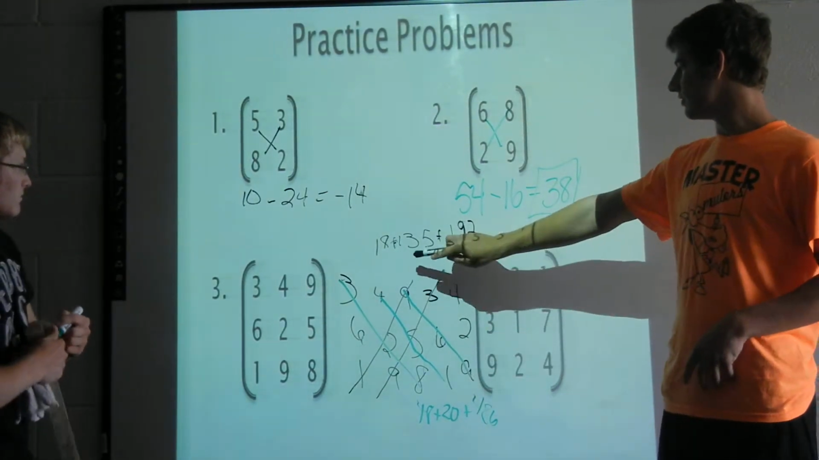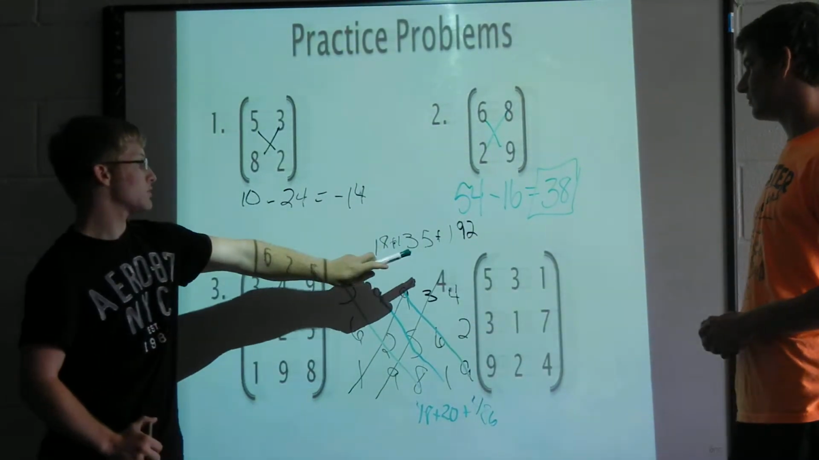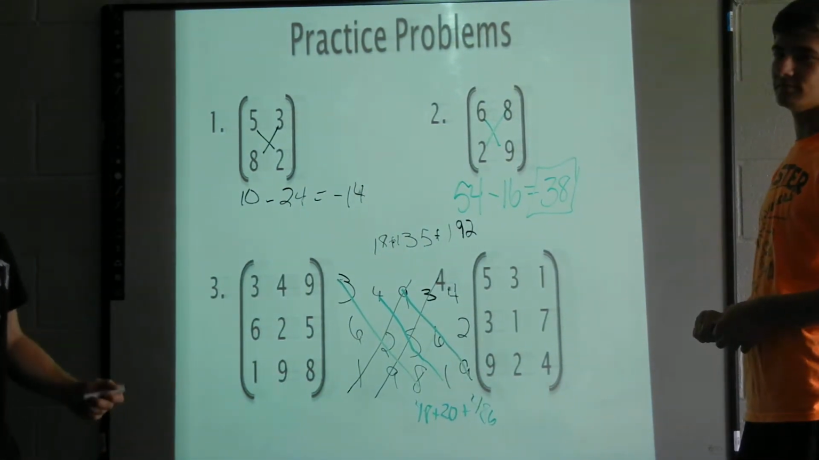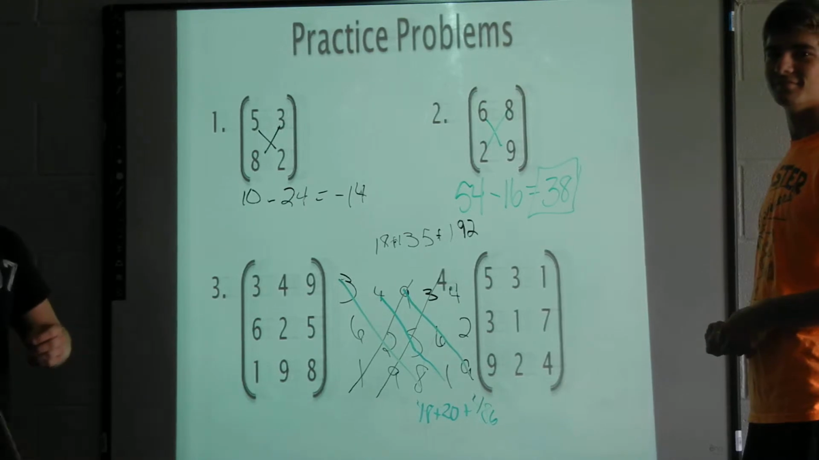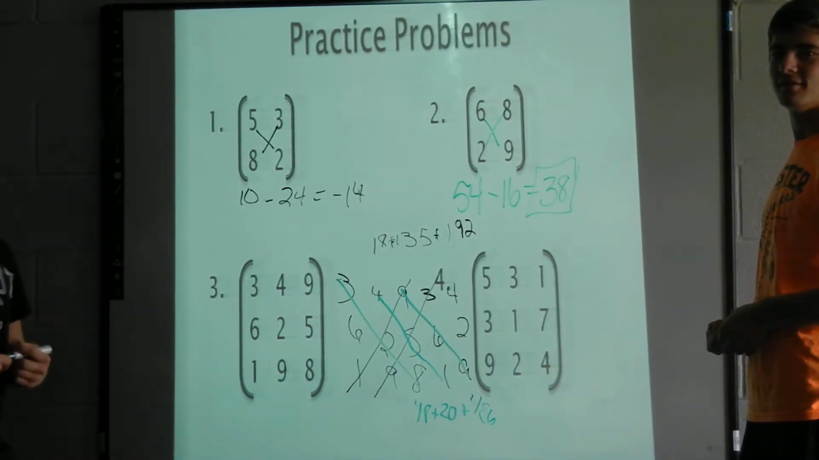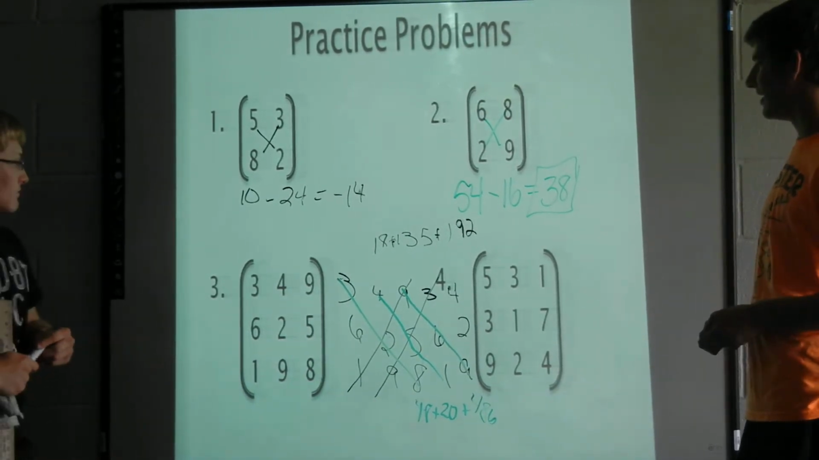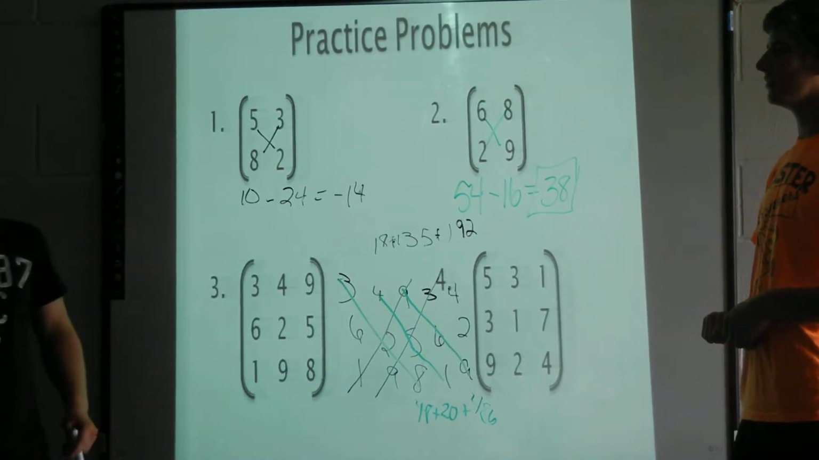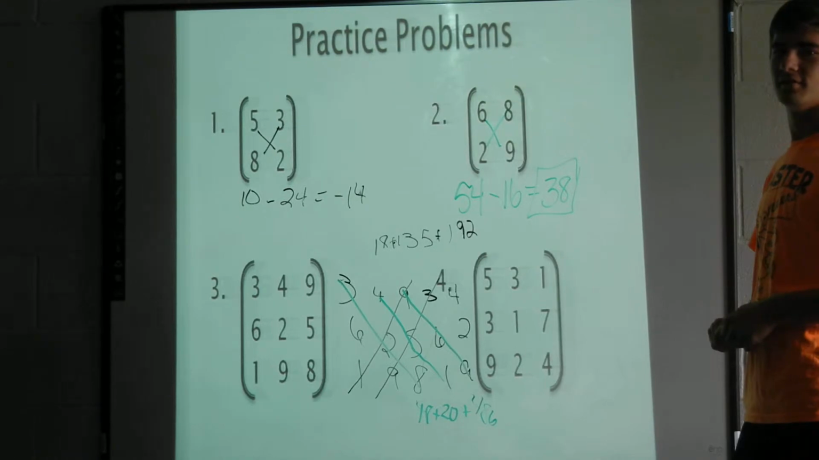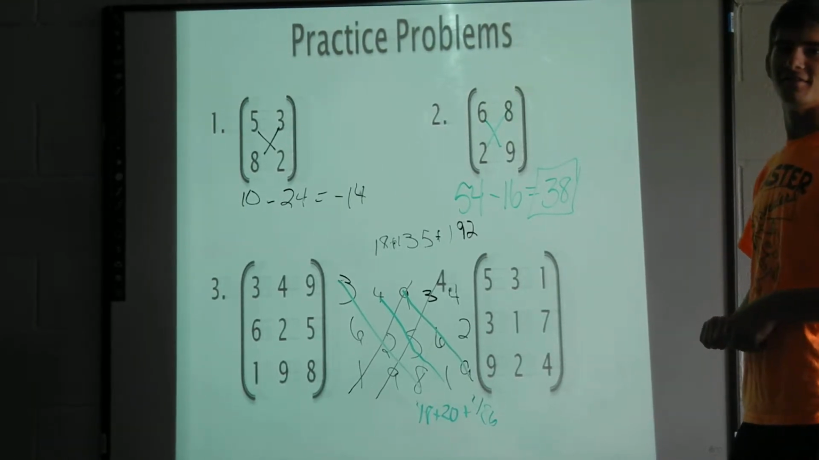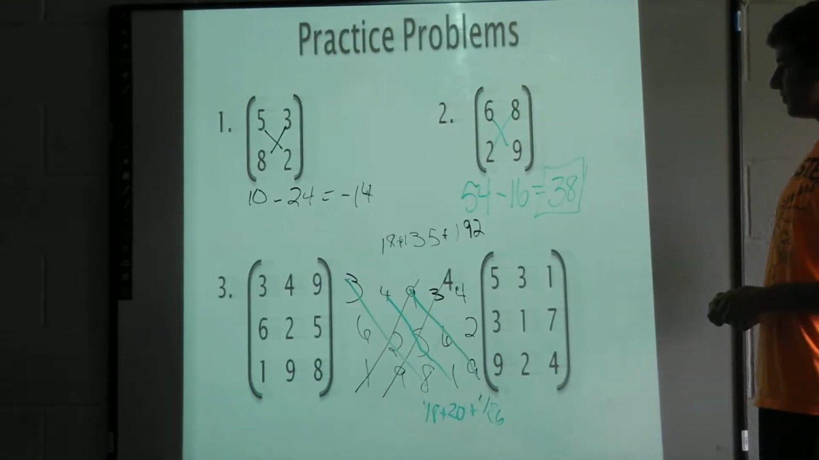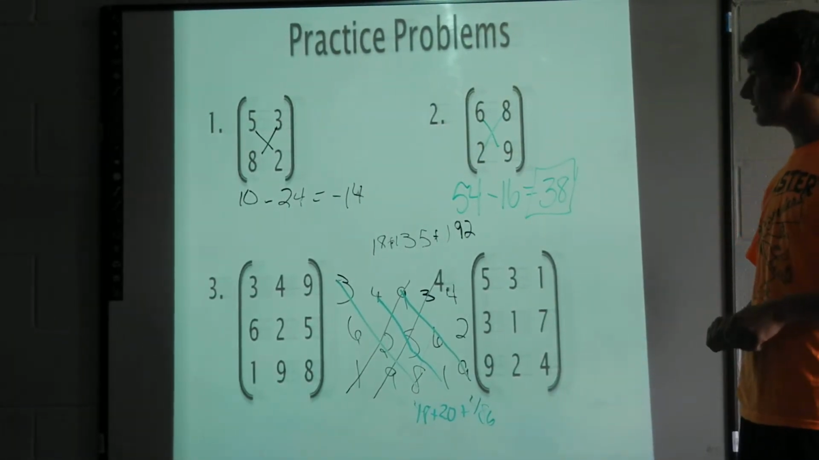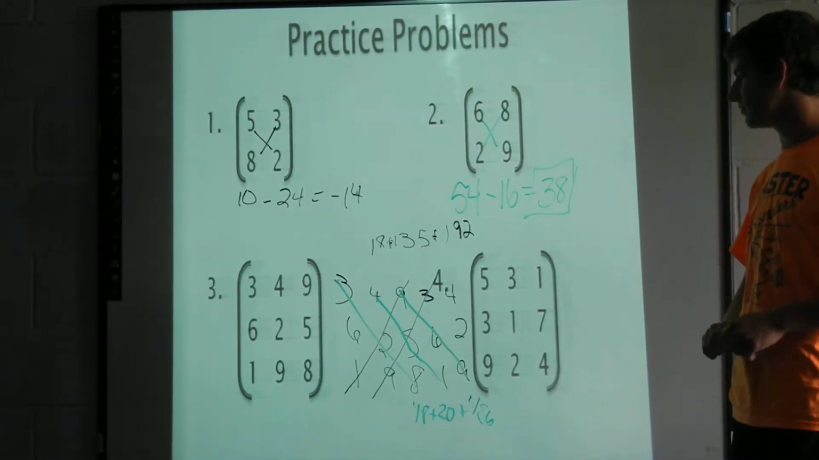Can anybody tell us what these added together equal? Go ahead, Tom. You're talking about 18 plus 135 plus 192? May need some help from Aaron. What is 18 plus 135 plus 192?